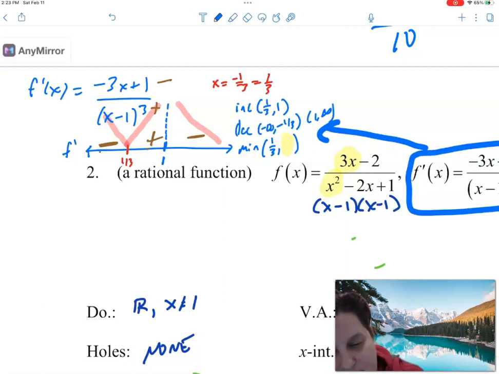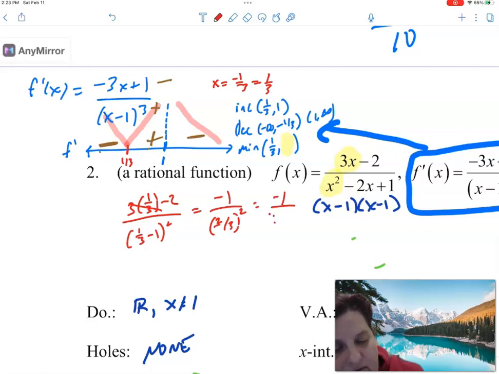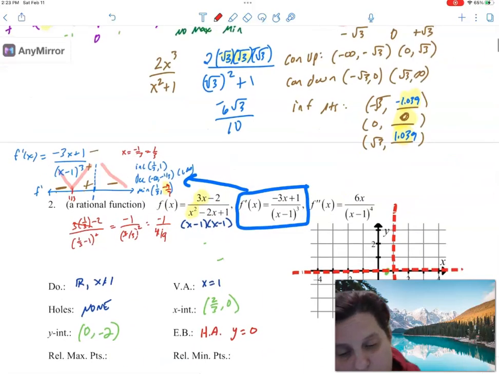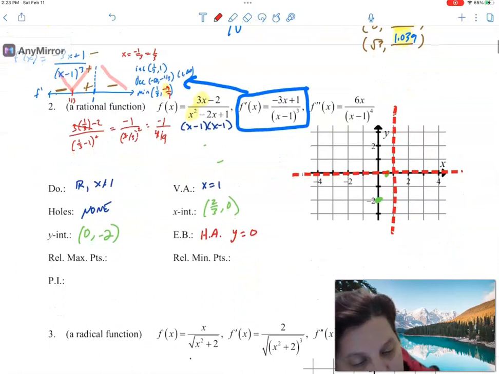Geez, that's going to be a pain. Let me just do it over here. 3 times a third minus 2 over 1/3 minus 1 squared. So that's -1 over negative 2/3 squared. It's -1 over 4/9. And so that's -9/4. So there's a min at the point 1/3, -9/4. It's like right there.